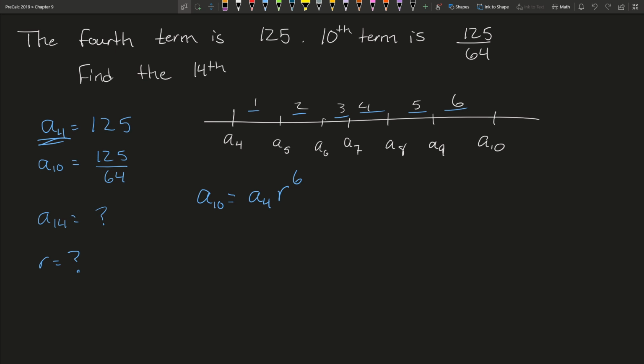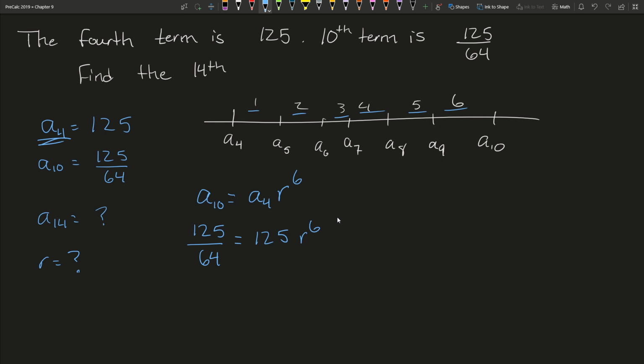Okay, so again, we have to multiply by our common ratio 6 times to get from our 4th term to our 10th term. That's really what this equation is saying. And we got there by looking at a number line and figuring out how many terms there are from A4 to A10. Then we can substitute in what we know. We know the 10th term is 125 over 64. We know the 4th term is 125. And we know we have to multiply our common ratio 6 times together in order to get from the 4th to the 10th.